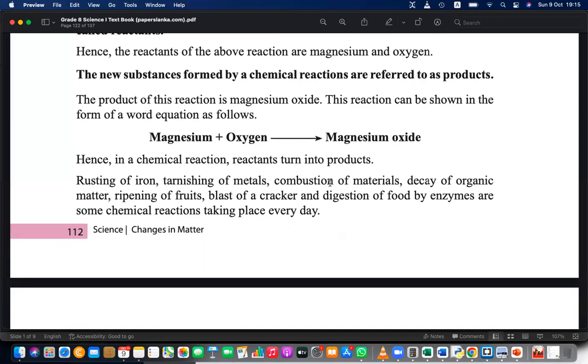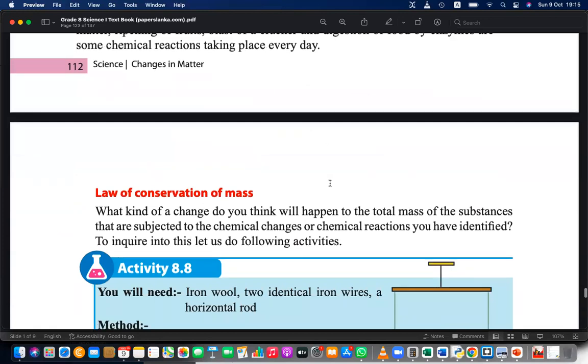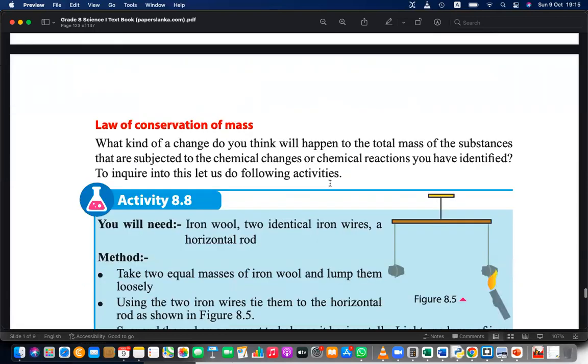So these are the things that we have learned, that we discussed last day. Let's discuss the law of conservation of mass.